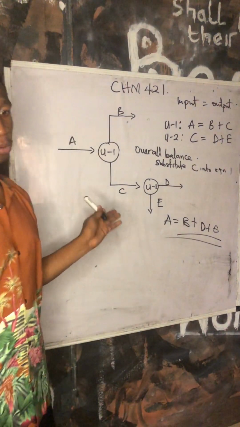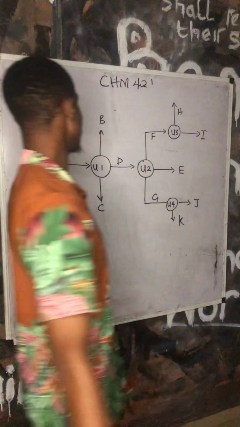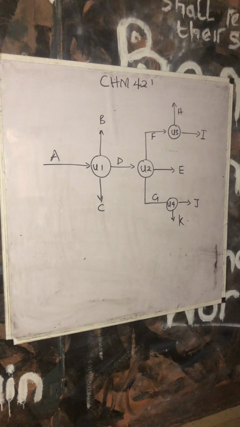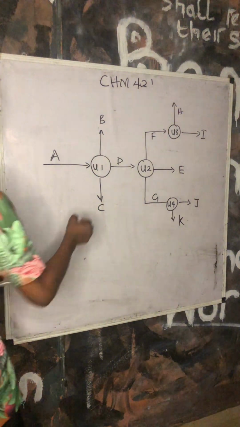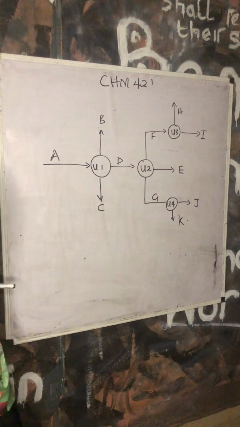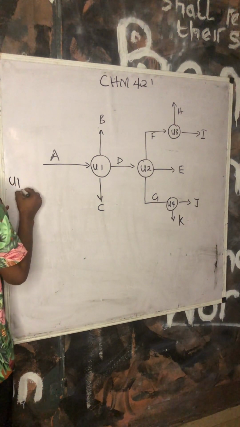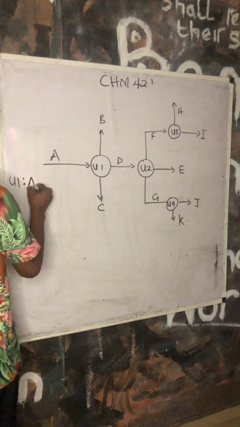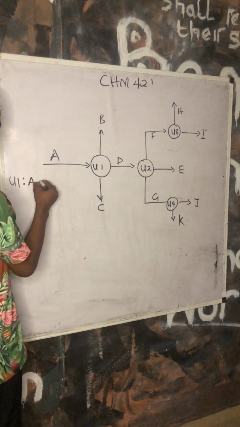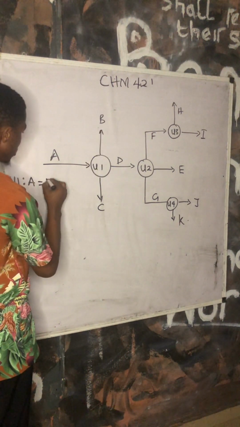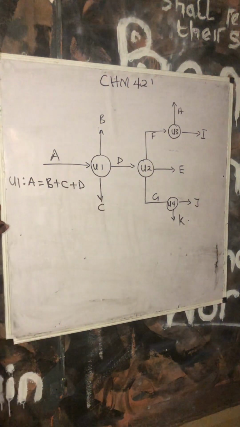So look at it very well. I'm going to draw on that one now. Okay. Let's look at this one. As you can see, the major feed here is A, and the component here is U1. So component U1 tells us that A is the major feed. And then A gave birth to what? A gave birth to B, A gave birth to C, and A gave birth to D.